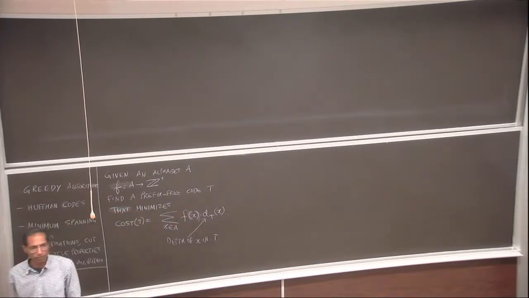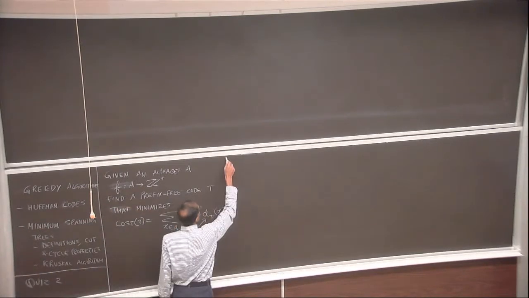Recall that in the tree every letter is a leaf. So that's the problem. You want to find that tree such that if you add over all the letters of the alphabet their frequency times their depth, you will get the minimum possible. All we are given is the alphabet with the frequencies for each letter, and now we have to build this tree.